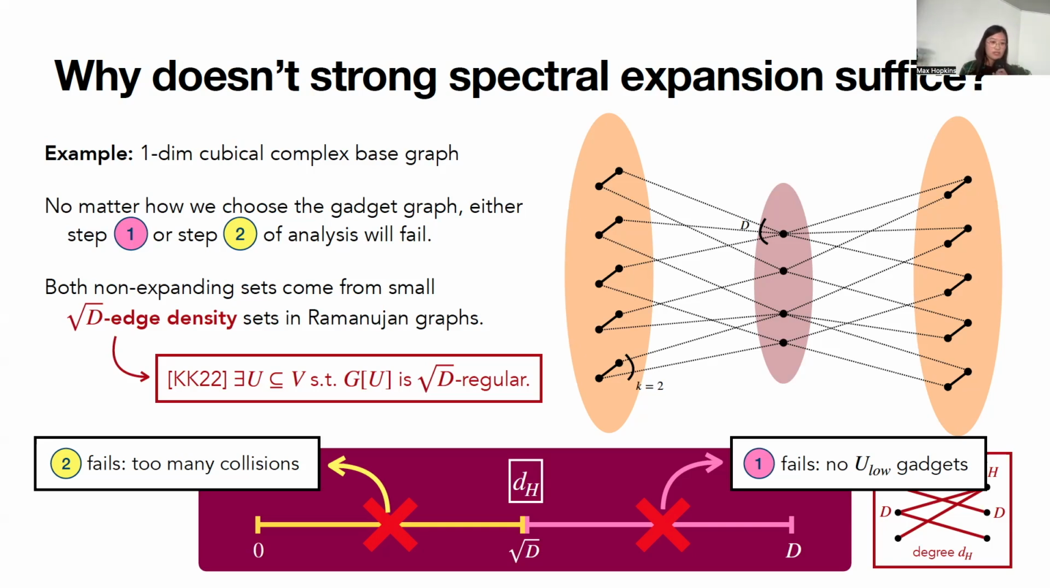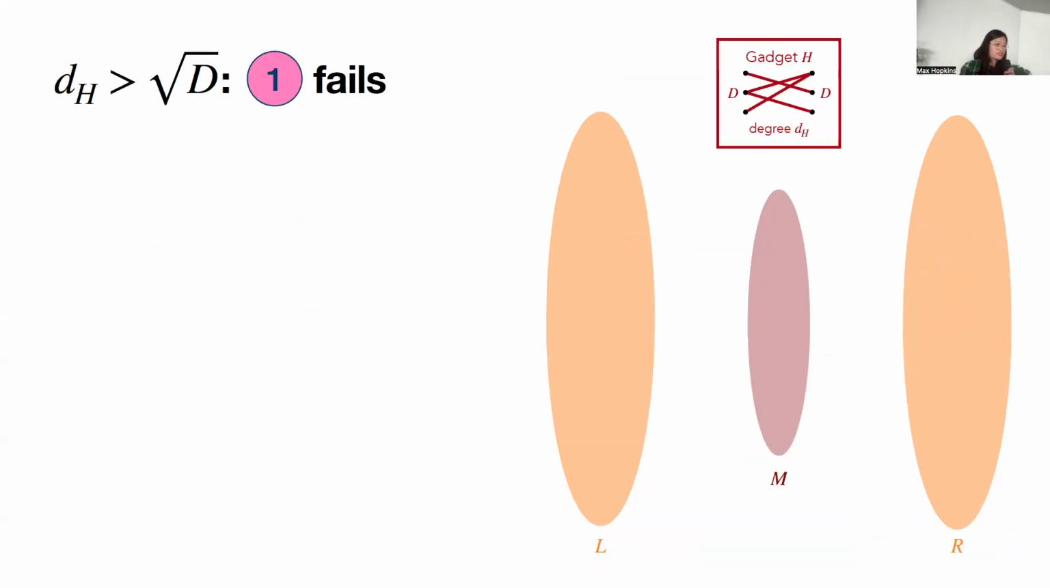All right, let me try to tell you the 2 attacks now. Let's start with the first one. So this is a case where dh is too large, and we're going to show that step 1 fails. Let me remind you what step 1 was. So step 1 was trying to show that you have many U low gadgets and very few U high gadgets. So the claim is that in the case that dh is too big, there exists a set S for which there are no U low gadgets at all.